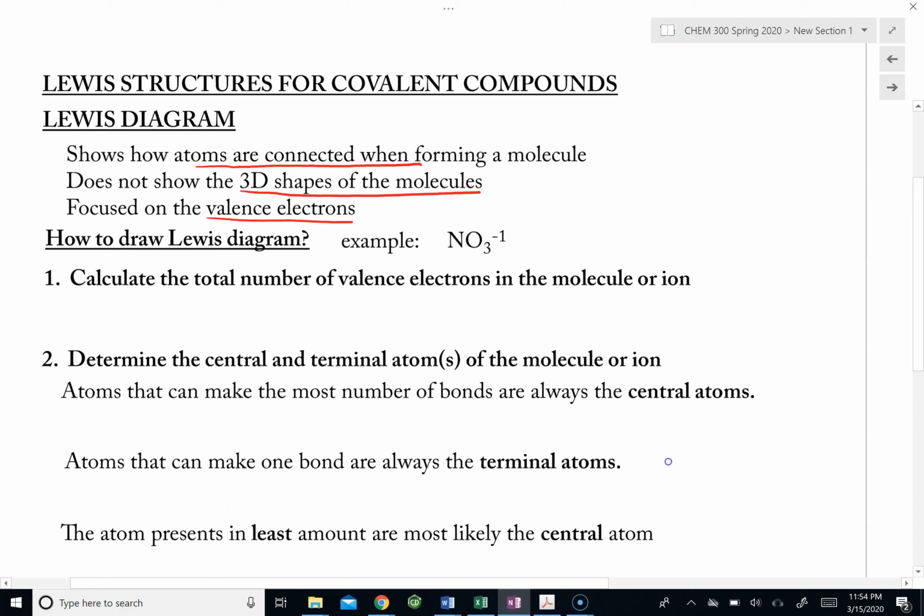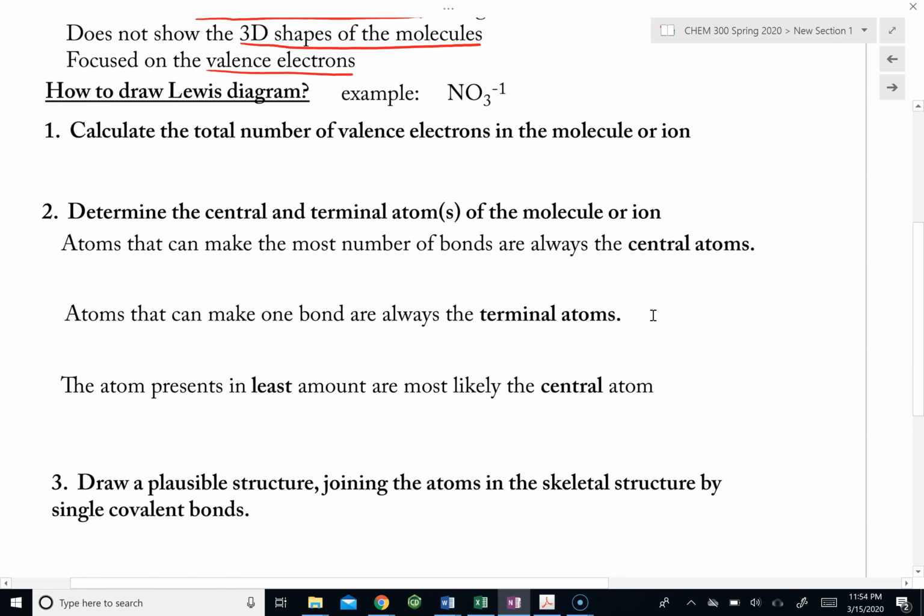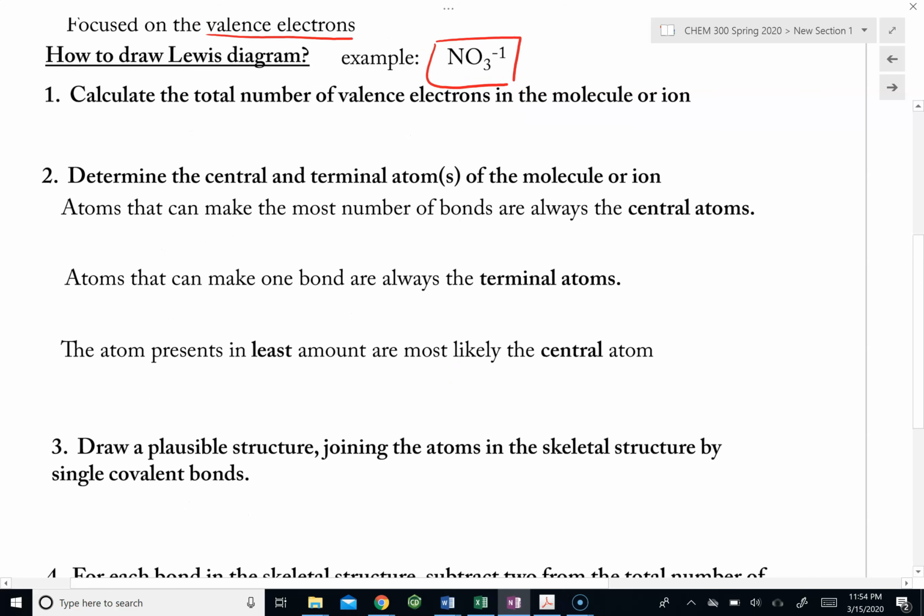In fact, the best way to draw the Lewis structure of any covalent compound is to follow these steps, and don't skip a step. So we're going to use an example of NO3, which is basically nitrate. The first step is to calculate the total number of valence electrons in the molecule or ion. Here we have nitrate, which consists of 1 nitrogen and 3 oxygen atoms. So we have nitrogen plus 3 oxygen.